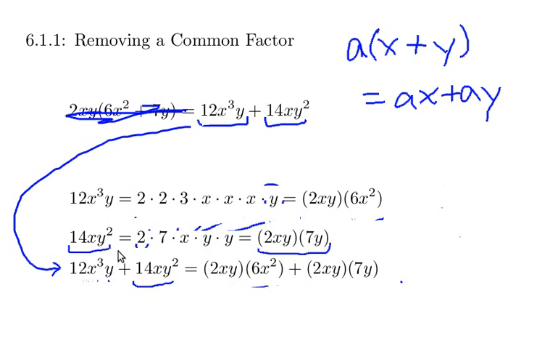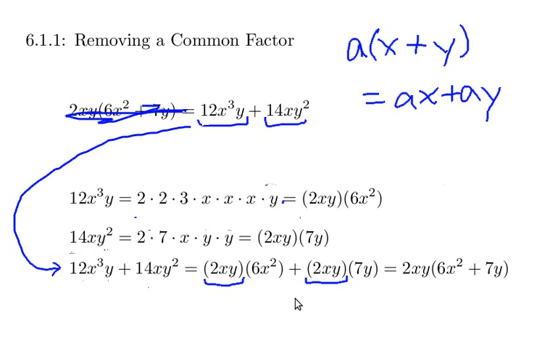I don't want to clear off the entire thing because I've still got some stuff to do with this right here. Okay, so now what we have here is something that's written in this form. See, think of this 2xy as the a, because the 2xy is common to both terms. So now we can rewrite this by putting the a part on the outside. So we can say 2xy and then 6x squared plus 7y.